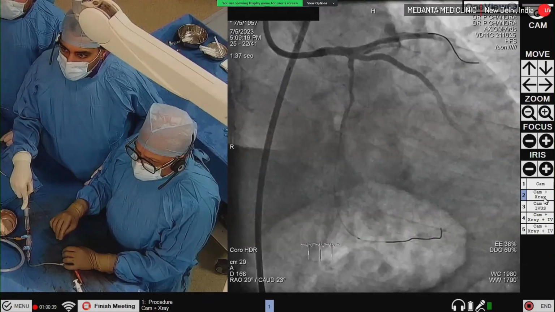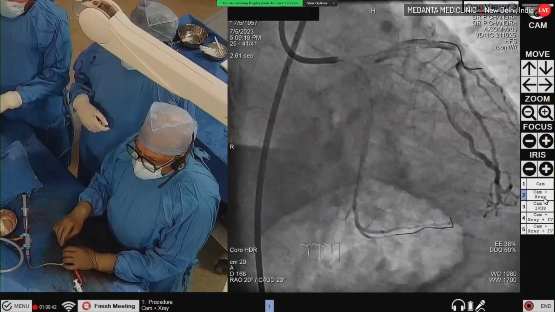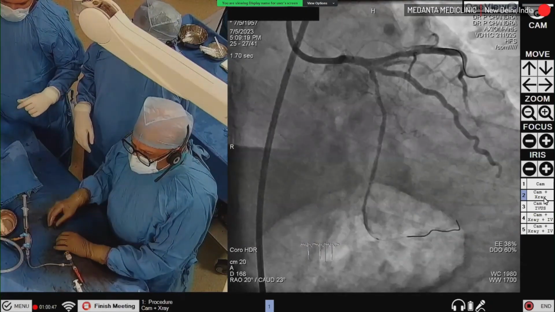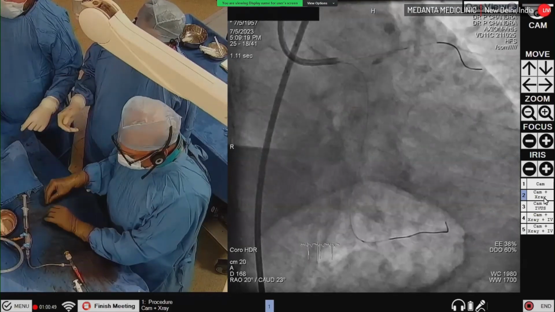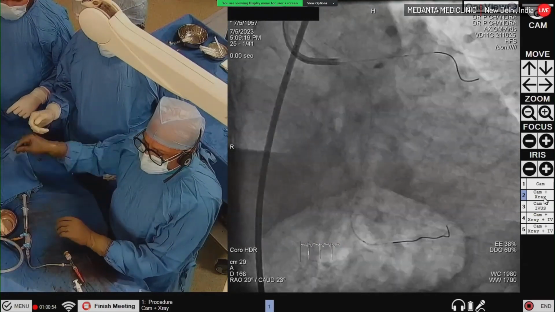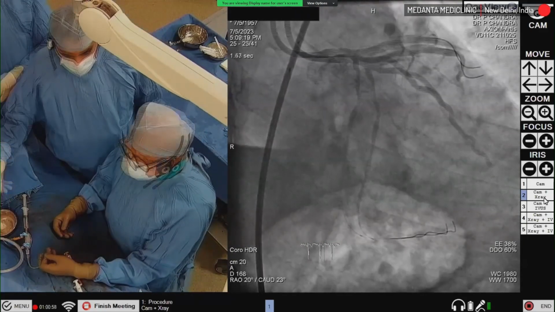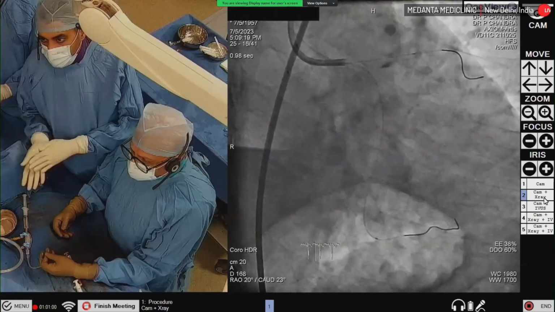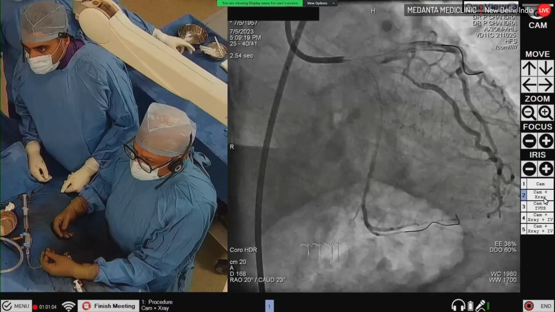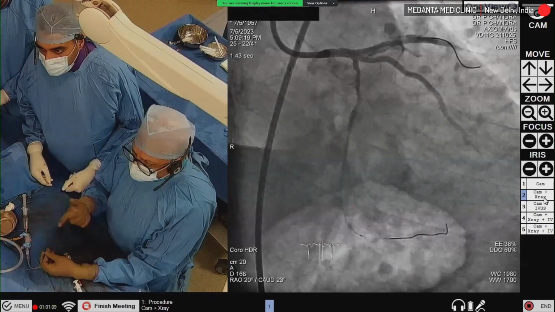So this vessel is now very well opened up, as you can see. It looks quite good. We can leave it. Just proximal. Okay. So we can finish it off with maybe a DEB. Yes. Or 2 stents. We can use 2 stents distally and then proximally.